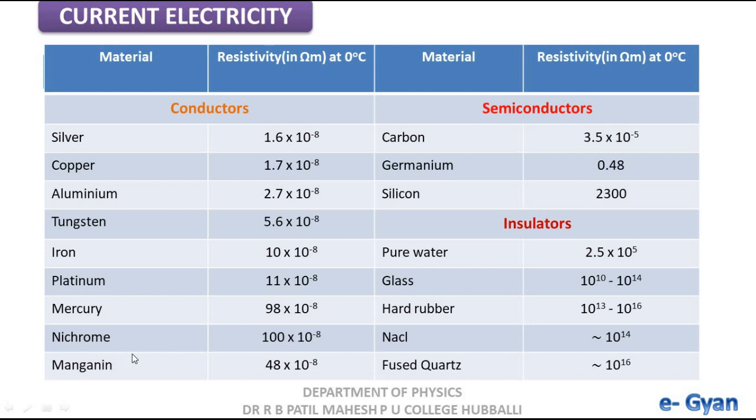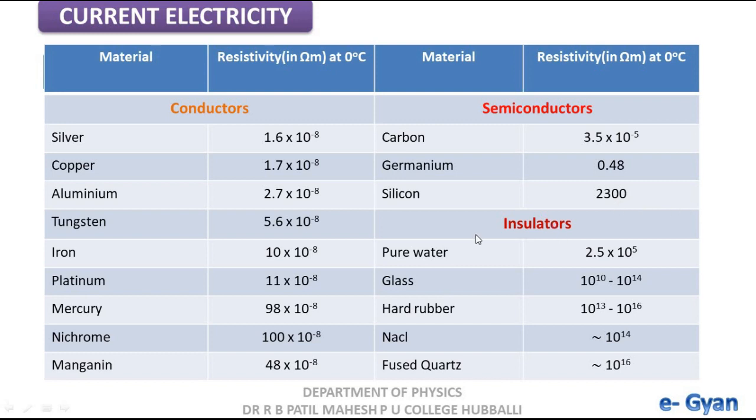Nichrome and manganese are alloys. For nichrome, it is 100 into 10 to the power of minus 8 ohm meter. For manganese, it is 48 into 10 to the power of minus 8 ohm meter. And carbon is a semiconductor, and for carbon it is 3.5 into 10 to the power of minus 5 ohm meter. For germanium it is 0.48 ohm meter, and for silicon it is 2300 ohm meter.